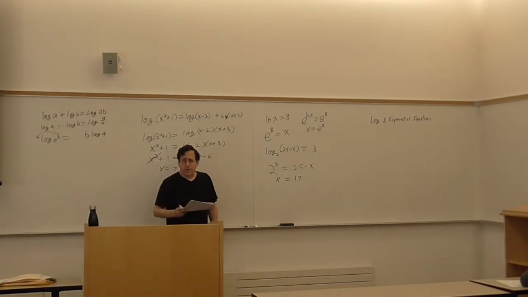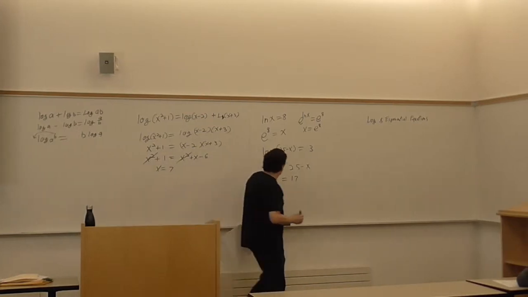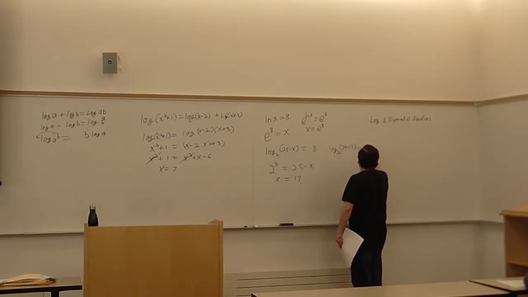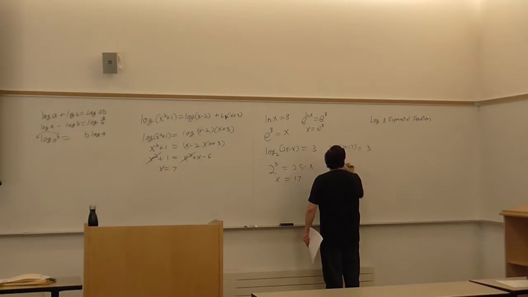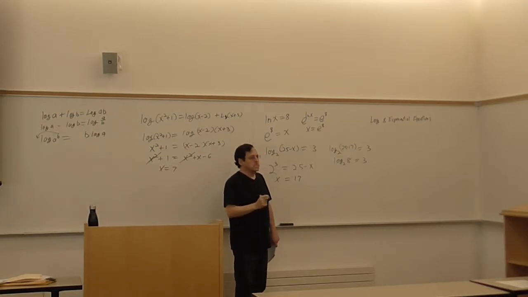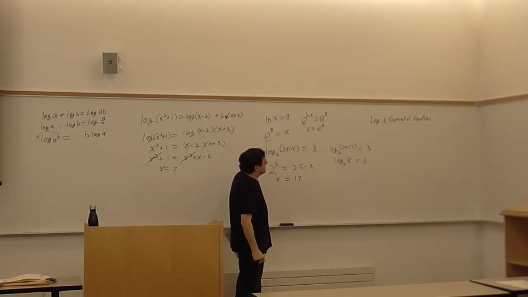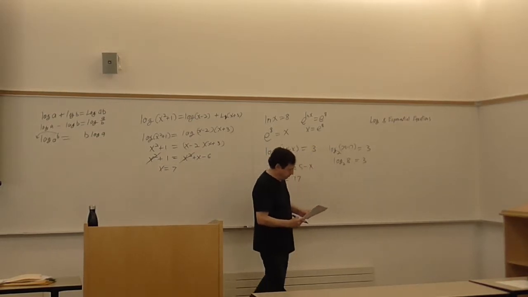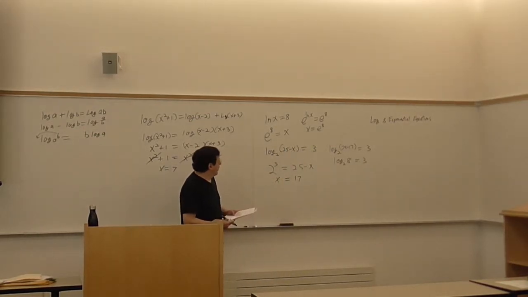I do want to check that, though, as I said. Plugging it in to the original equation, I see log to the base 2 of 25 minus 17 is supposed to equal 3. That's the log to the base 2 of 8. Did I make a mistake? But that's clearly a true statement, right? The log to the base 2 of 8 is 3. All right.